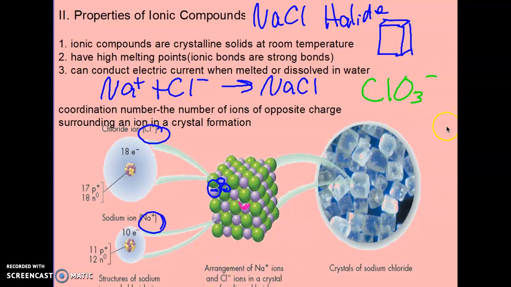So ionic compounds tend to have very strong bonds holding them together. And because of that, ionic compounds have pretty high melting points and boiling points. Some other properties, they are solids, and we say crystalline solids at room temperature, because crystalline means that they form crystals. And each ionic compound actually forms a very specific shape of a crystal.